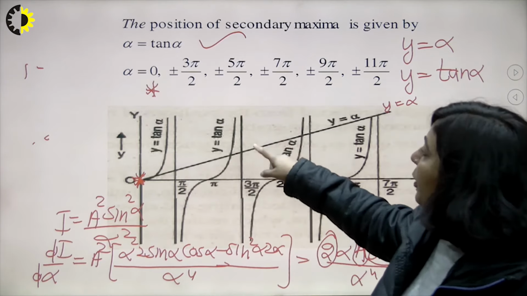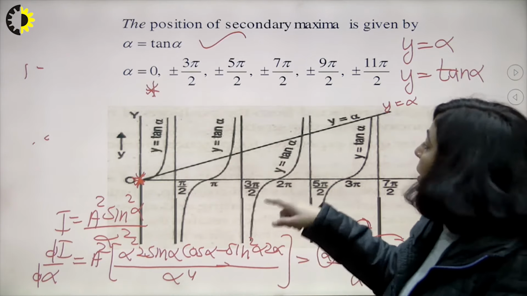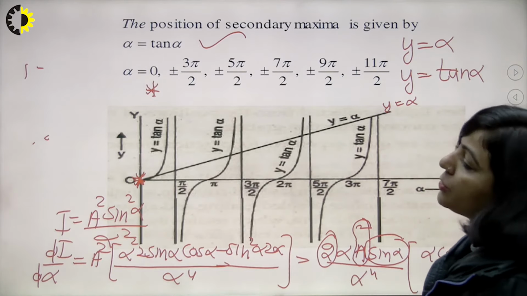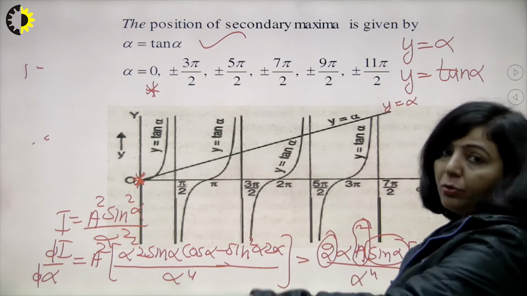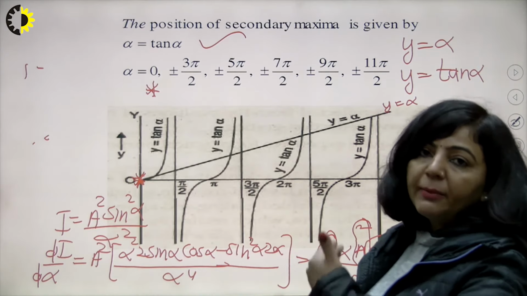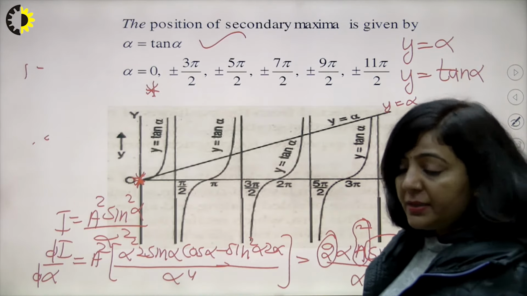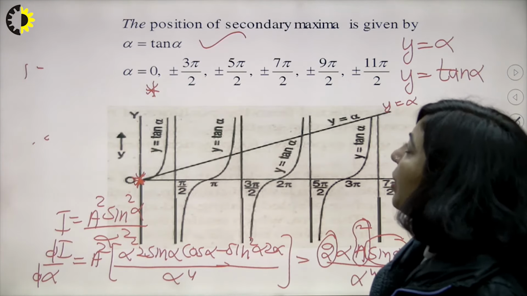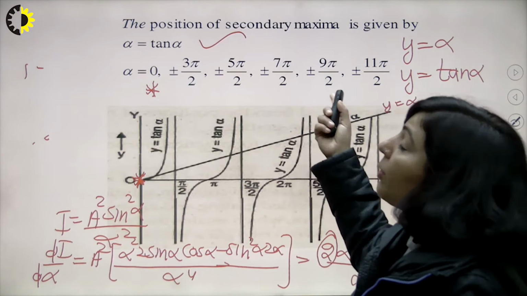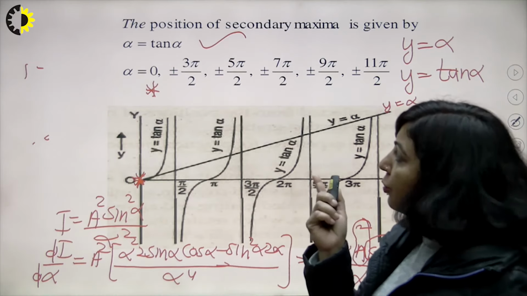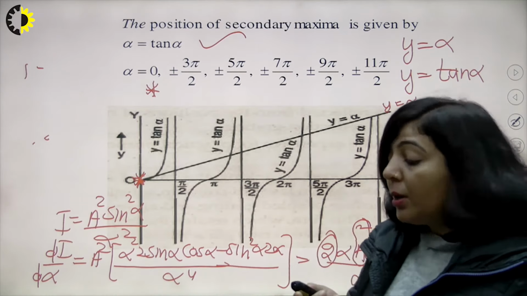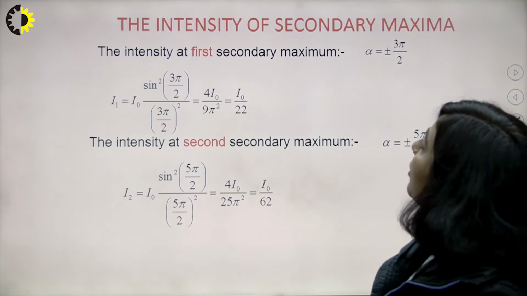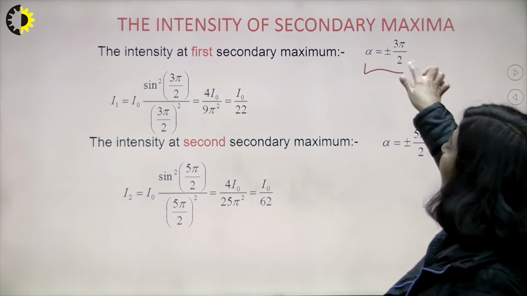Then the next point of intersection will be 3 pi by 2. Next will be 5 pi by 2, next 7 pi by 2, next 9 pi by 2, 11 pi by 2, and similarly on the opposite side, minus 3 pi by 2, minus 5 pi by 2, minus 7 pi by 2. It means the points of intersection are odd multiples of pi by 2. You have to ignore 0 because 0 is representing your principal maxima.